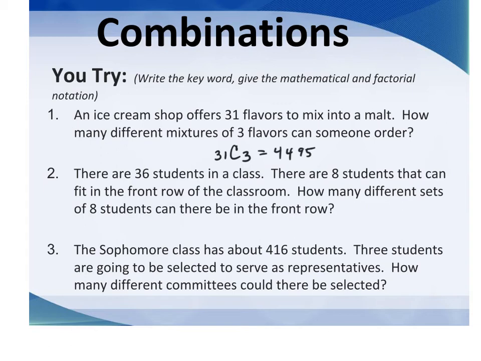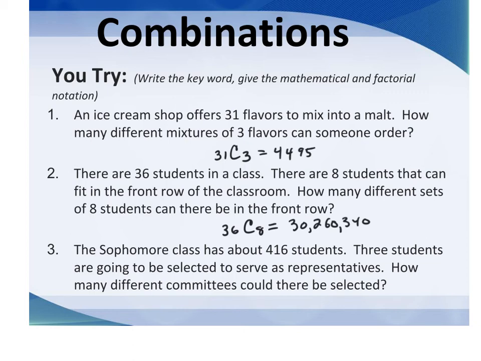Next, number 2, there are 36 students in a class. There are 8 students that can fit in the front row of a classroom. How many different sets of 8 students can there be in the front row? So in this case, we have 36, and we want to choose a group of 8 of them. When you put that into your calculator, you should end up with 30,260,340.